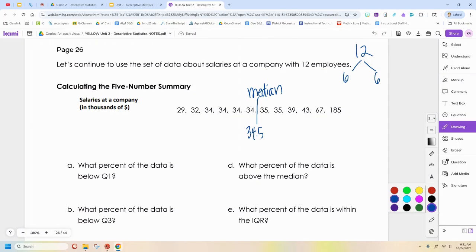And now we do the same thing. You have this set of data of 6, to divide it into 2 equal pieces is going to be 3 and 3. So I count up 1, 2, 3. Hey, there's a 34 on each side. So our lower quartile or Q1 is 34. We're going to do the same thing on the top half, 3 and 3.